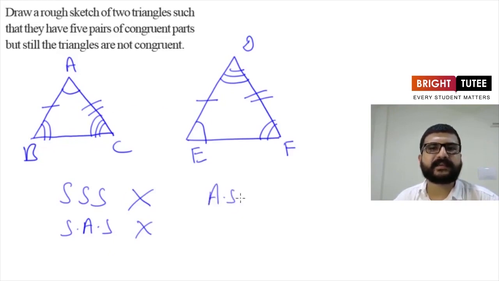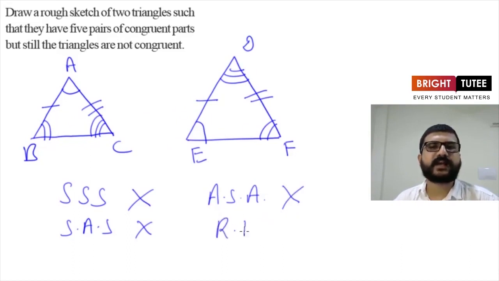Now the third one was ASA. Can we use ASA? Let's check. Do we have two angles of triangle ABC equal to two angles of triangle DEF? Yes, we have. In fact, all three angles of triangle ABC are equal to the three angles of triangle DEF. We have angle A equal to angle E, angle B equal to angle F, and angle C equal to angle D. Suppose we are considering angle A and angle C. So here we have to consider angle E and angle D. The side included between E and D is DE, and here it is AC, and they are not equal. So we can say that ASA is also not followed here.